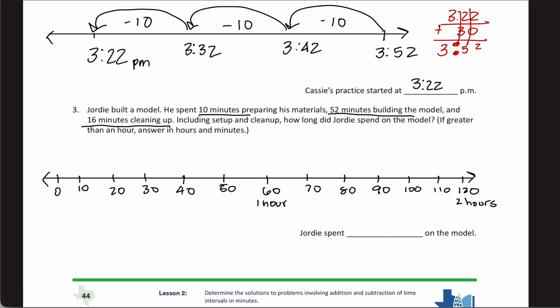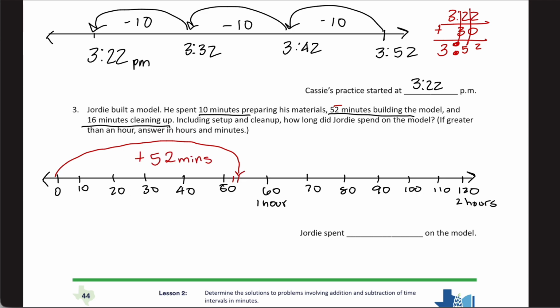Okay. So let's start by doing some math. We're going to start with the biggest number we have, which is 52 minutes. So I'm going to jump from 0 all the way to 2 after 50. 1, 2. And that will be my 52 minutes.